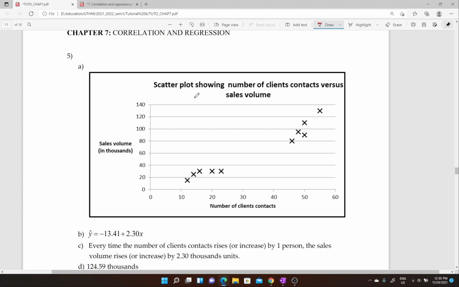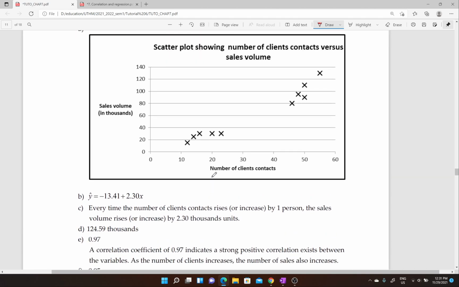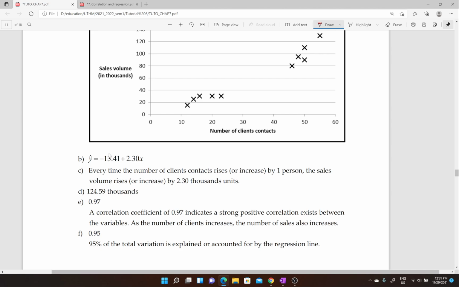So this is the scatter plot. The full answer is there. Of course, before you see the answer, you try to plot first and see whether you get this or not. You can see the trend going up, it's positive, and I have given you the A and B here. Every time the number of clients contacted rises by 1%, the sales volume increases. This is how you explain the regression line. If you put 1 here, you look at this number only. Plus 2.3 means it is increased by 2.3 thousand units.